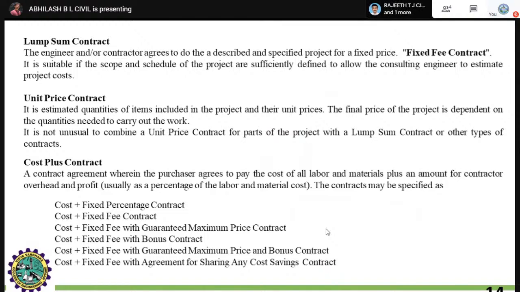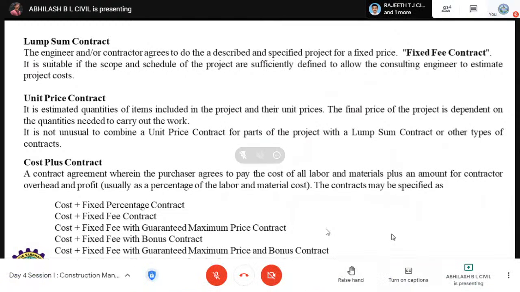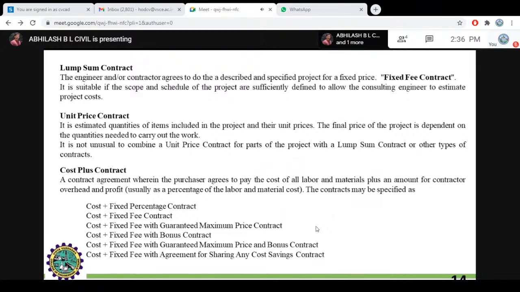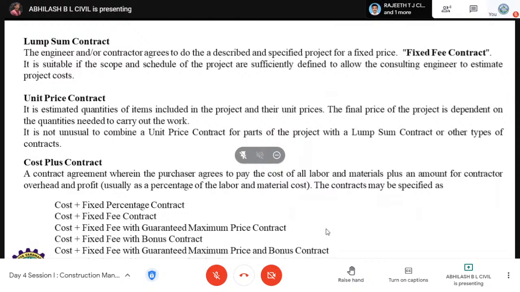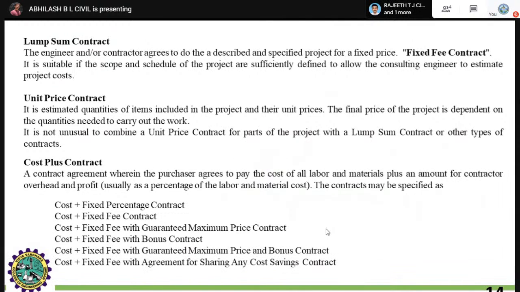Coming to the next, the lump sum contract. They will get the complete details of the project, such as plan, elevation, section, architectural drawings, execution drawings, all the things. The engineer and the contractor agree to do the described and specified project for a fixed price, that is a fixed fee contract, as I told with the best example. It is suitable if the scope and schedule of the project are sufficiently defined to allow the consulting engineer to estimate the project cost. It depends whether it might be a loss or profit, for both the stakeholders and the constructing agency, that is the contractors.